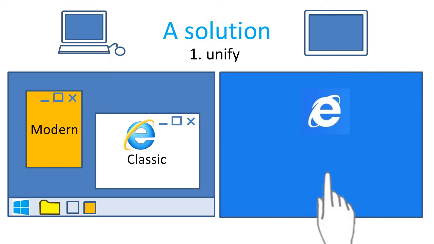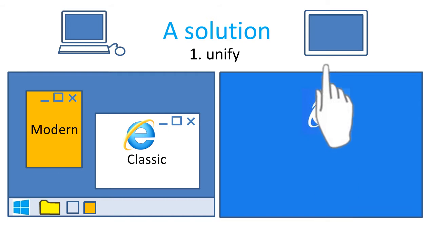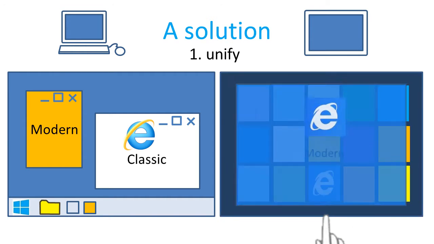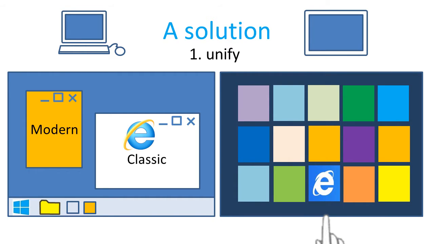Now, on a touch and pen device, modern applications run by default in full screen. This is because they are called from tapping the screen rather than clicking the mouse. Closing the app goes back to the start screen, because Windows remembers this is where we're coming from.